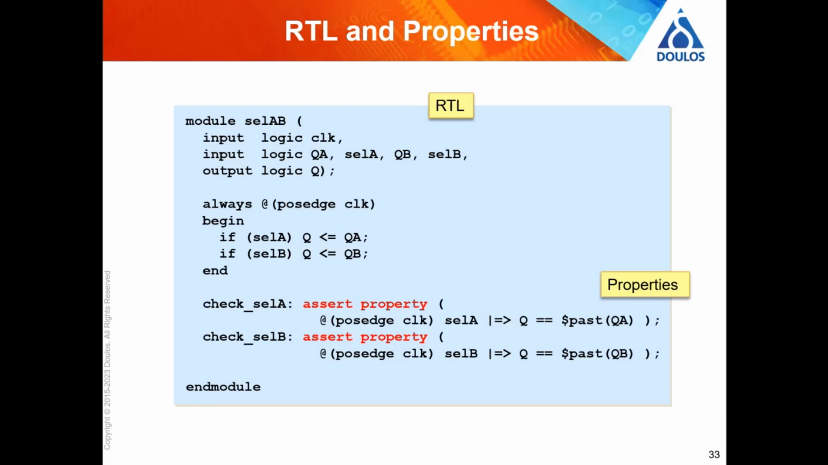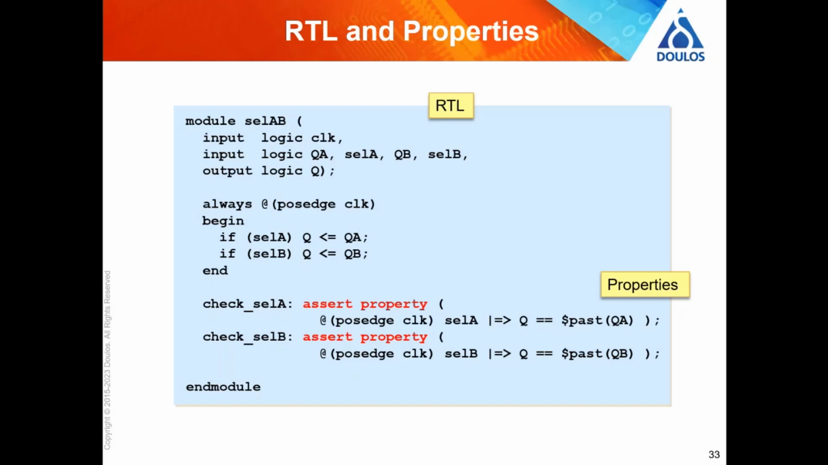We've got this simple block of RTL where, on the rising edge of the clock, if sel A is high, Q goes to QA, but if sel B is also high, Q goes to QB. Then we've got two properties written in SystemVerilog SVA, specifying how this design should work. If sel A is true, then on the next clock cycle, Q should equal the previous value of QA. And if sel B is true, then on the next clock cycle, Q should equal the previous value of QB.